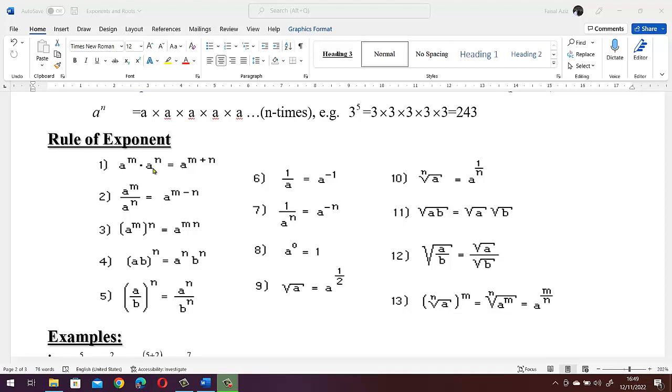As you can see, these are a few rules. Rule number one says when bases are the same, we can add their powers. Rule number two says that when two variables are the same but written in the form of x upon y, we can transfer the variable in the denominator to the numerator, but in this case its power will become minus.